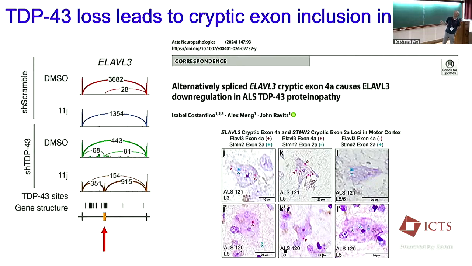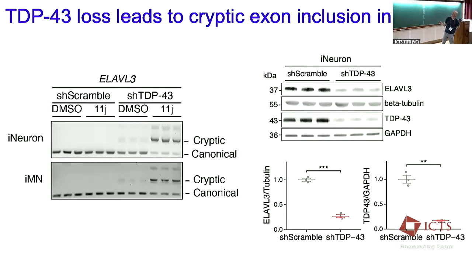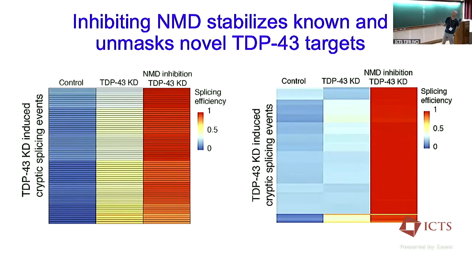We found ELOB-L3, this is a cryptic exon that was reported, but we found that inhibiting NMD enhances this cryptic exon. You can detect the protein is gone. So not only are we able to strengthen known ones, we can unmask previously unidentified cryptic exons.